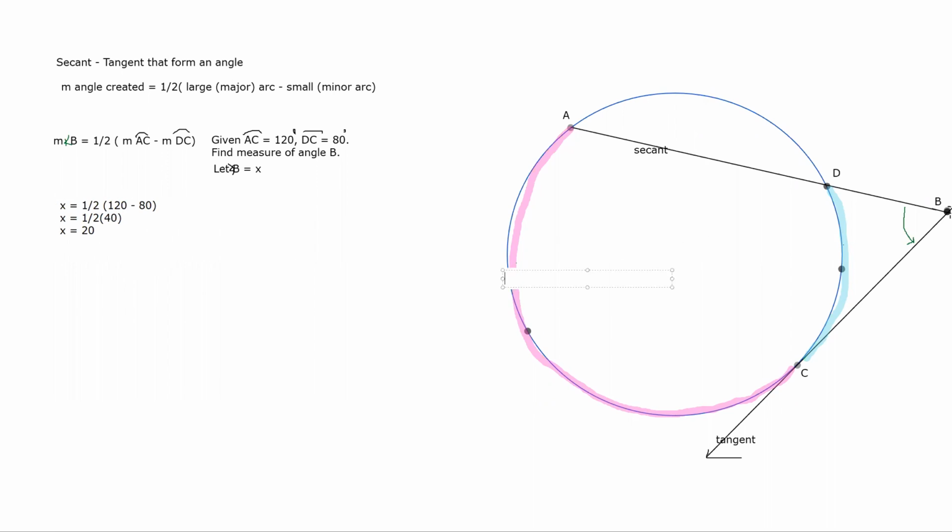So we're given that this was 120. We were given that this was 80. So we know that angle B must be 20. And that is what you do when you have a secant and a tangent that form an angle.